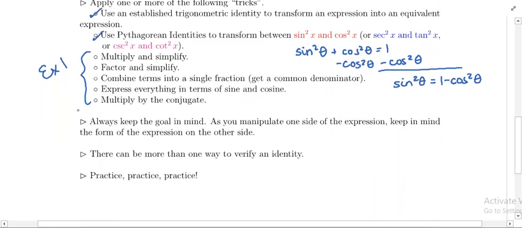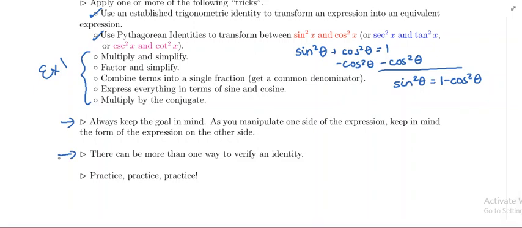Let's jump down here. It says always keep the goal in mind. As you manipulate one side of the expression, keep in mind the form of the expression on the other side. What am I trying to get to? There can be more than one way to verify an identity, and I'm going to show you that when we verify our first identity. There can be more than one way to do this, and that's another reason this gets tricky.